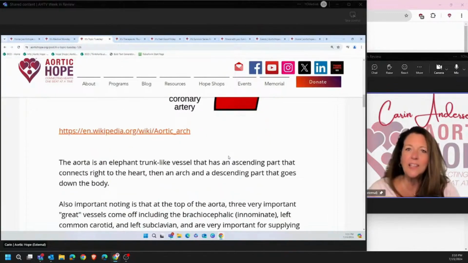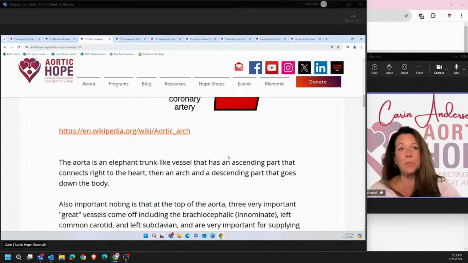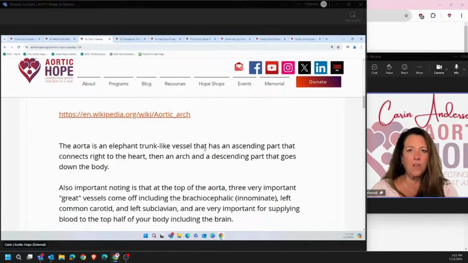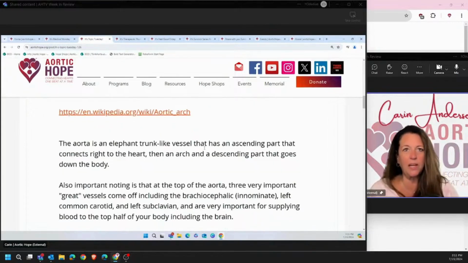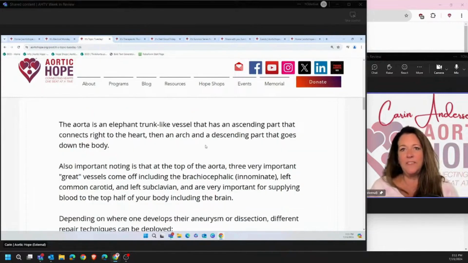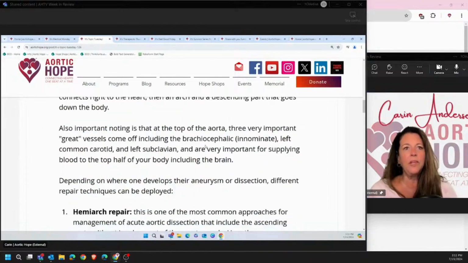So the aorta is kind of like an elephant trunk or a candy cane. It has the ascending part that connects right to the heart, and then the arch, and then the descending part that goes down the entire body. That's what brings all that oxygen-rich blood to the rest of your body. And it's important to note that at the top of the aorta, those three great vessels that come off, the brachiocephalic innominate, maybe I'm pronouncing it right, your left common carotid and the left subclavian, are very important for supplying blood to the top half of your body, including your brain. Depending on where one develops an aneurysm or dissection, different repair techniques can be deployed.